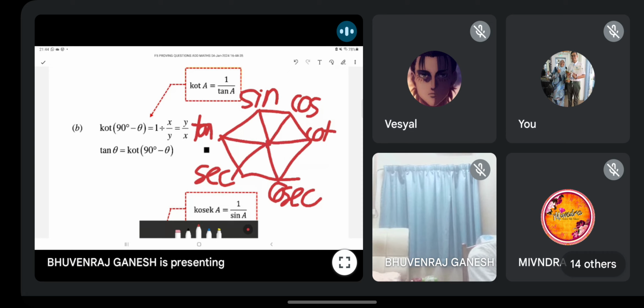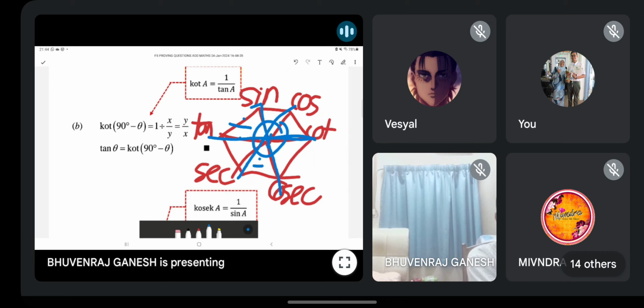Okay, so basically cotangent is 1 over tangent. The number in the middle is 1. So cotangent is 1 divided by tangent. Cosine is 1 divided by secant. Sine is 1 divided by cosecant. You can use this for everything. You can see over here also.